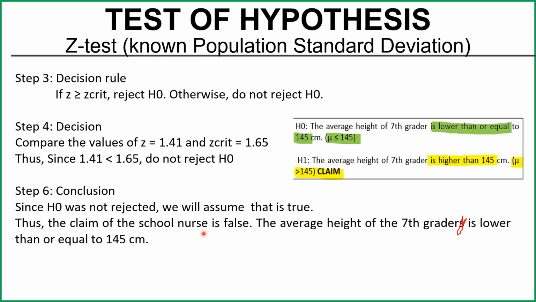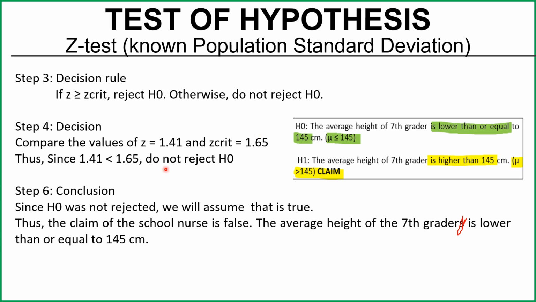So we have 6 steps, right? First, we formulate the null and alternative hypotheses in words and in symbols. Second, we identify the type of test, the alpha, and the z-critical value. For step 3, we write the decision rule. For step 4, we compare. After comparing, you decide if you will reject or not reject the null hypothesis. Remember that the decision making always depends on the null hypothesis, while the type of test always depends on the alternative hypothesis.